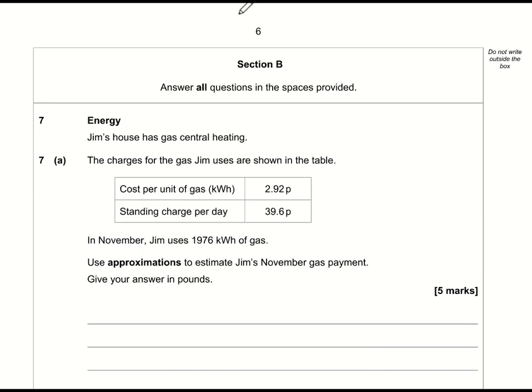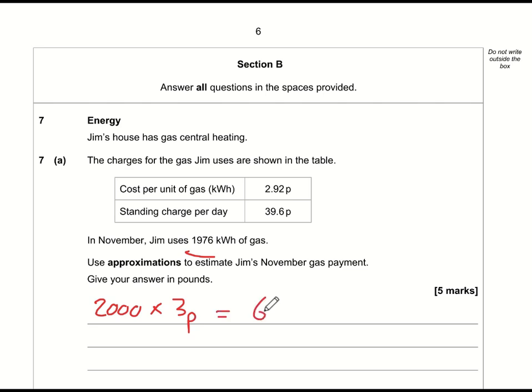Moving on to section B, question number 7. So we need to work out an approximation to estimate Jim's November gas payment. We know he's used 1,976 kilowatt hours. So what we're going to do is round it to one significant figure. So we're going to call that 2,000 kilowatts multiplied by 2.92 pence. Well, let's call that 3p.